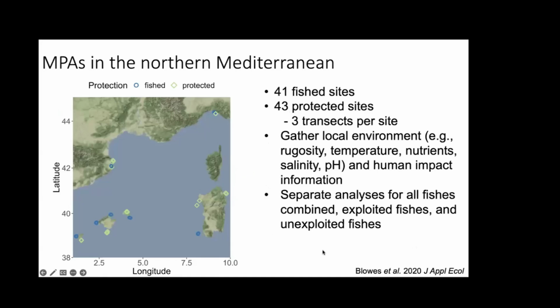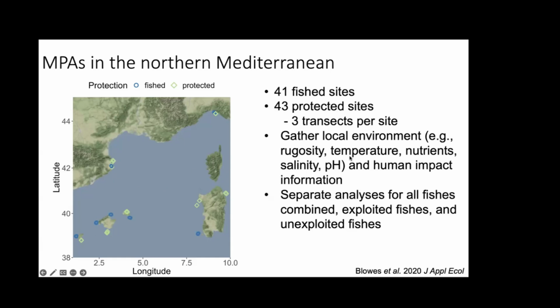To address this, we compiled data from the Mediterranean. And so this is a map of the central section of the Mediterranean. I think this is the French coastline. This is an Italian island. And all of these green diamonds are protected sites, and the blue circles are fished sites from where we had data. You can see that I don't have a perfectly balanced design here. I have slightly more protected areas than fished areas. We have balanced sampling within each of these icons on the map.